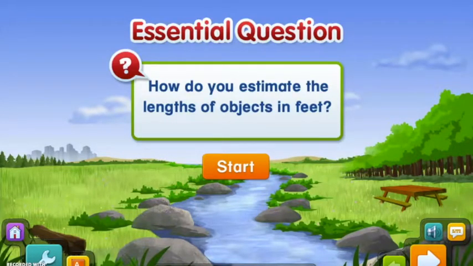Today in math, we're going to be doing lesson 8.7, which is titled Estimate Lengths in Feet. And we are going to be answering the essential question, how do you estimate the lengths of objects in feet? Last lesson, we talked about the difference between measuring an object in feet and measuring that object in inches. I think we're going to start going more in the direction of measuring objects in feet now, since we've had a little bit of practice measuring objects in inches. So now we're going to start really practicing how to estimate and measure objects in feet.